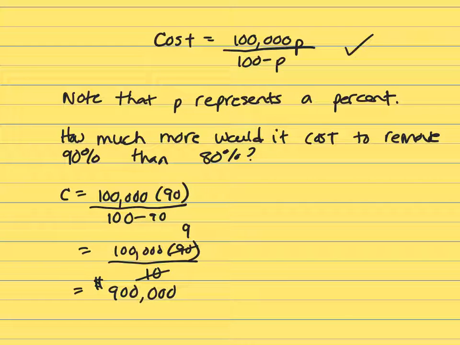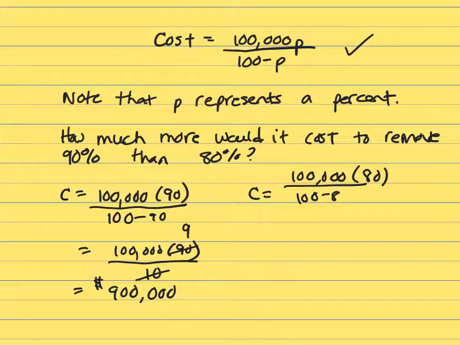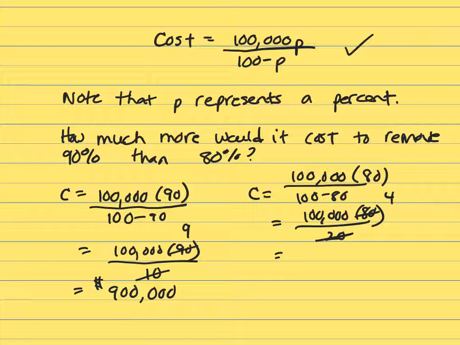Now let's figure out the 80%. So that's going to be 100,000 times 80, and then 100 minus 80. So that's 100,000, 80 over 20. And once again, 20 will go into 80 4 times. So that's going to be 400,000.